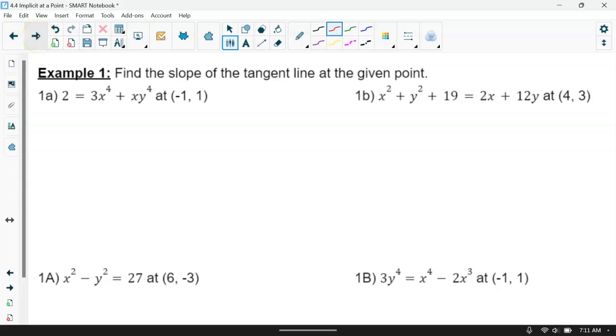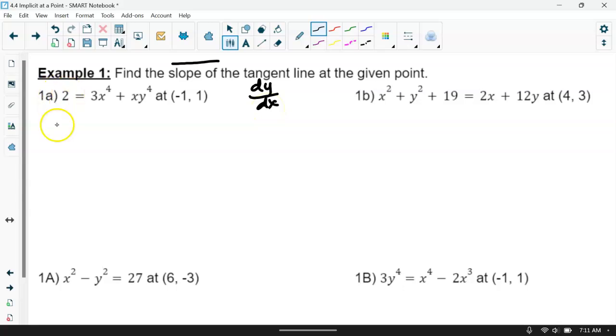Here, for example, we are going to find the slope of our tangent line given the point going through (-1, 1). So at this point specifically, just like before, we've got to find the derivative. So we are solving for dy over dx.